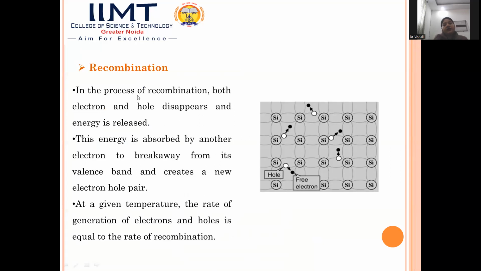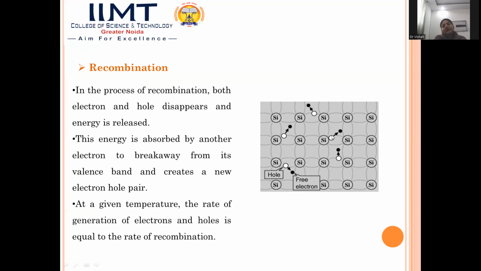Next is the possibility of recombination. As we have seen, electron and hole pairs are generated with the increase in temperature inside the intrinsic semiconductors. So there is a possibility that, for example, a free electron hole pair is generated here, and another free electron hole pair is generated here. Is there any possibility that this electron can fill this vacancy? This is called electron hole recombination. So this is the process of recombination. It is possible for this electron to fill this vacancy, right?